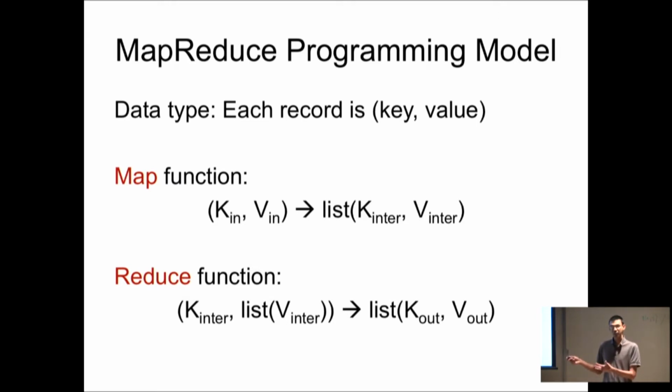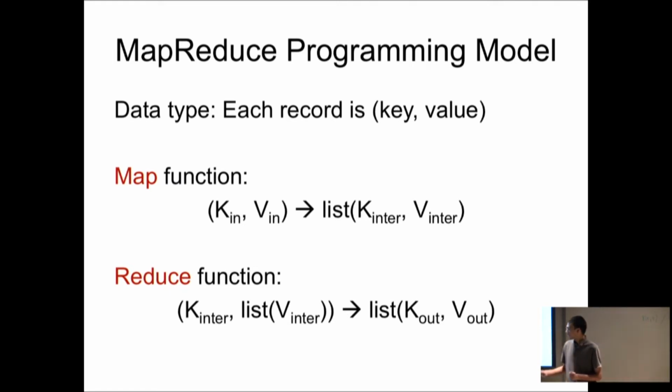So the user pretty much writes two functions, a map function and a reduce function, which is where the name comes from. And what this does is that the map function takes in a key and a value from the input and emits another list of keys and values as intermediate data. So this inter refers to intermediate data. And this is applied on every key value of the input by the engine, right? So you just write this one function and it takes care of it.